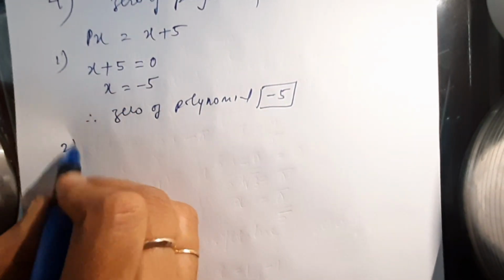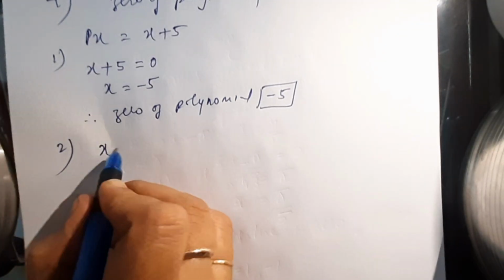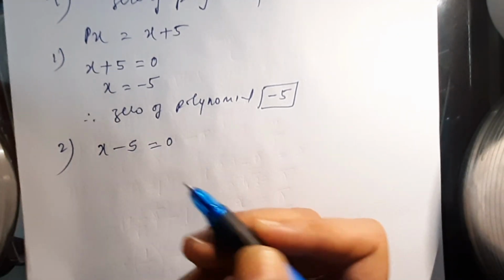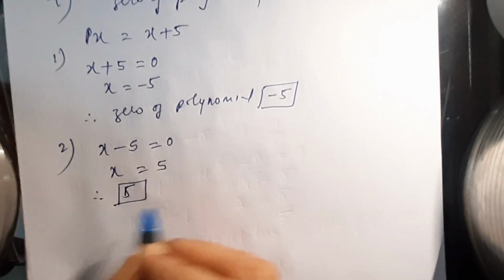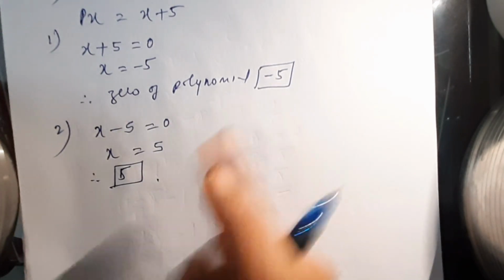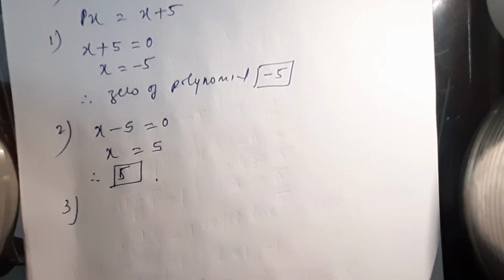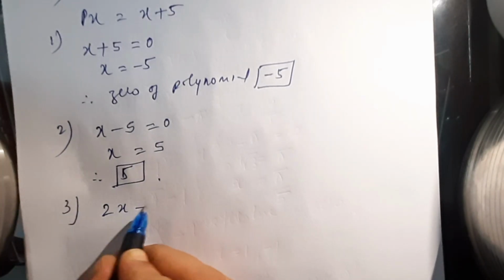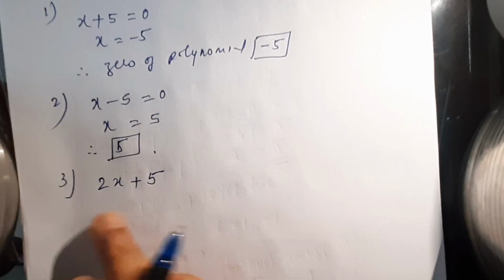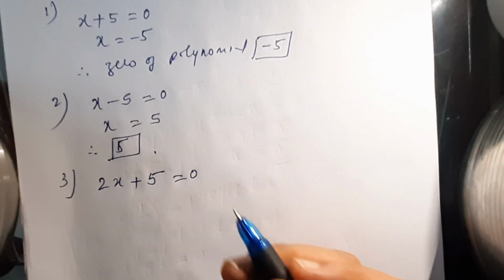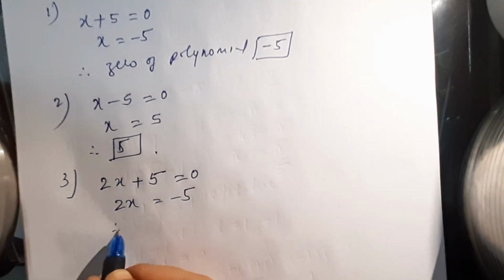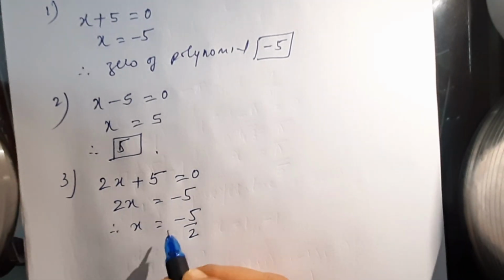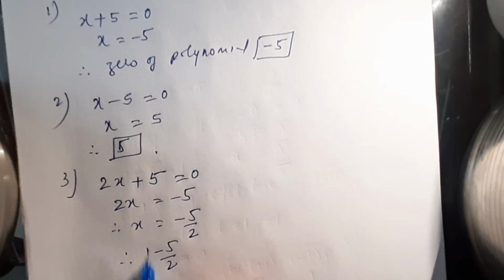So this was the first question. Now the second question is x minus 5. Again I'll compare it with 0. So x is 5. Therefore 5 is the 0 of the polynomial. You need to write the statement for every answer. I'm not repeating it again and again, so everyone can write that answer in detailed form. Now the next question, the third one, is 2x plus 5. Again we will consider it to be 0. So 2x is minus 5 and x is minus 5 upon 2. Therefore minus 5 upon 2 is the 0 of the polynomial.